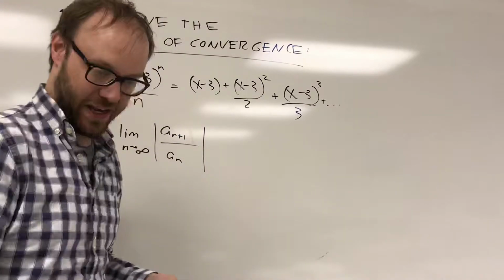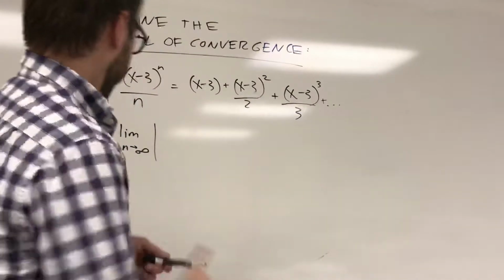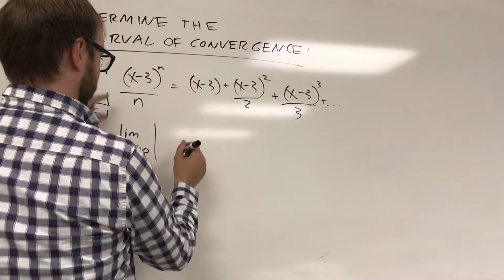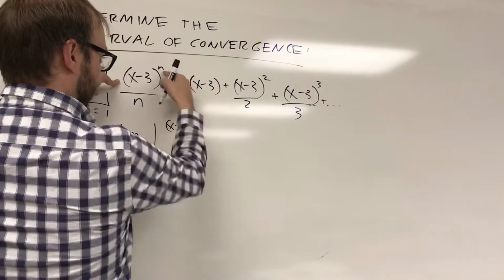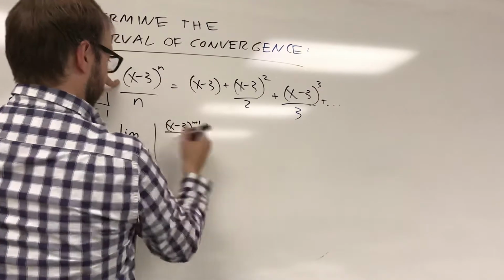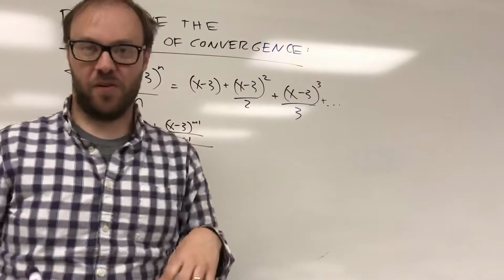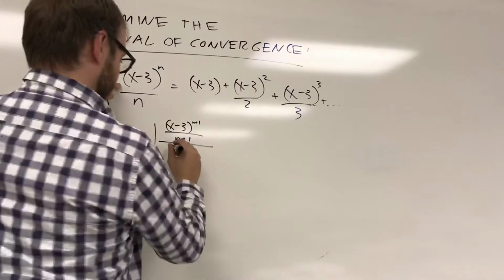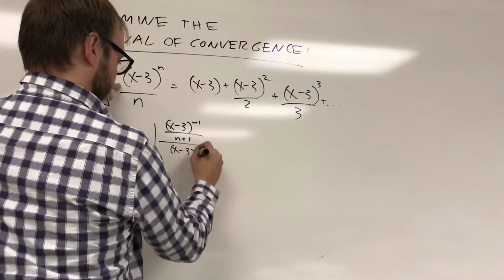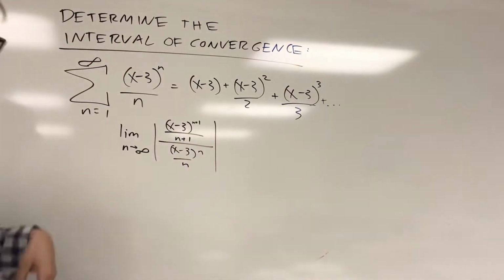So anyway, I'm going to start off here. I'm just going to go ahead and substitute in here. Save a little space on the board. So we're going to do the n plus 1 term. That would be (x minus 3) to the n plus 1 power over n plus 1. And then we're dividing by the nth term. So these are usually going to be ugly. You're usually going to have a fraction over another fraction. The nth term, of course, is just the original one that I was given.